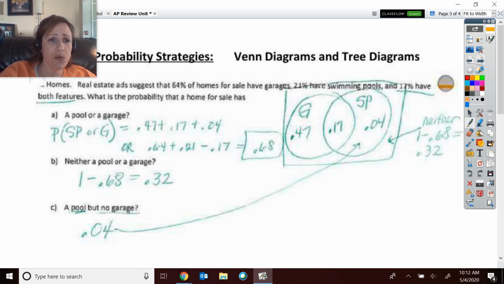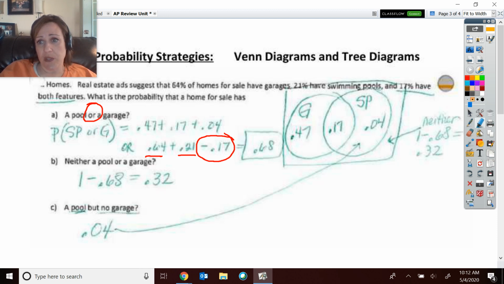So remember the pool or garage, formula-wise, that says the probability of the pool plus the probability of the garage minus the overlap, minus the intersection of pool and garage. So that could be done formula-wise that way. But over here, I actually drew the Venn diagram, and I wanted to remind you that when you do that, you have this situation going on. So remember, if we say 17% have both, that's what you want to put on your Venn diagram first. 17% have both.